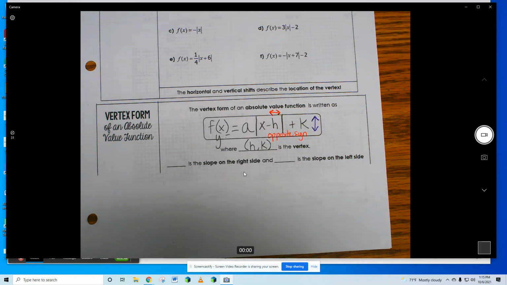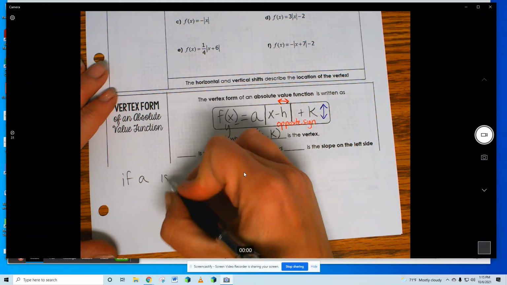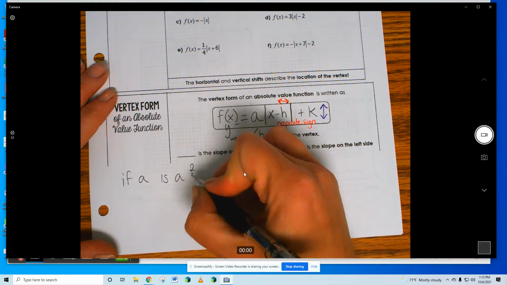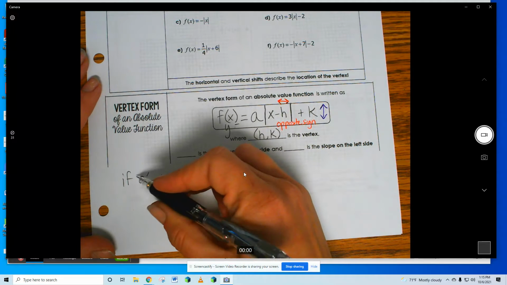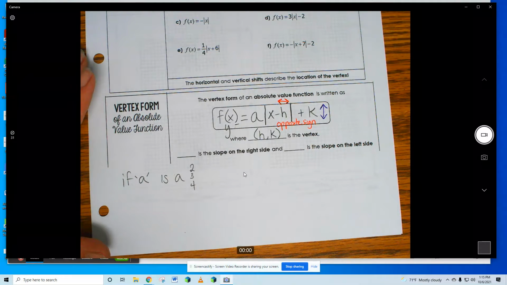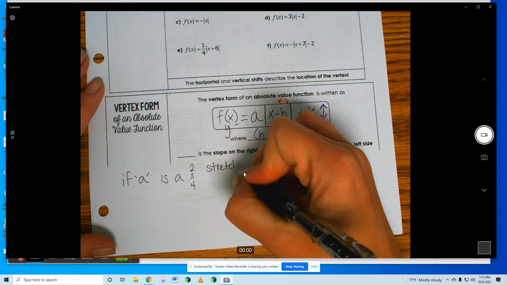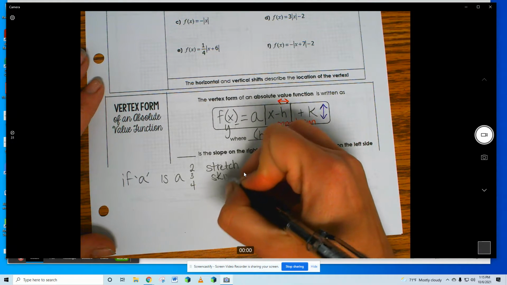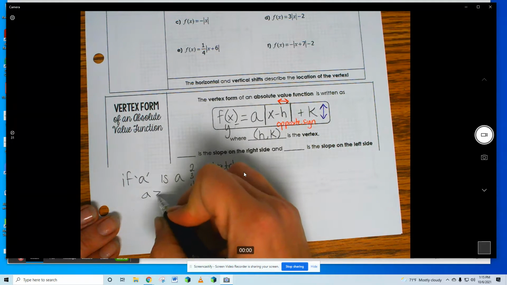And let's talk about what each thing is. If a is 2 or 3 or 4, you know how a is that number right after the equal sign? Then that is a stretch. I'm stretching the graph, and that means I'm making it skinnier. Here's how I write it: a is greater than 1.